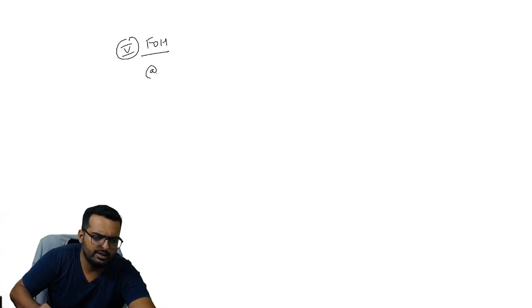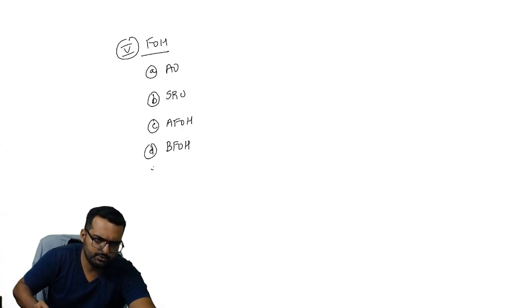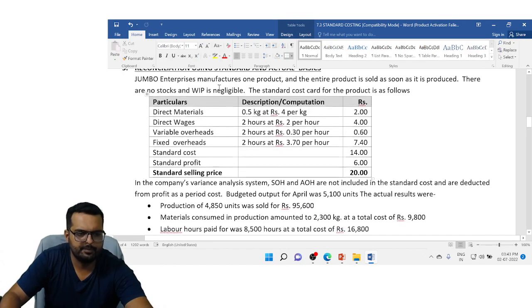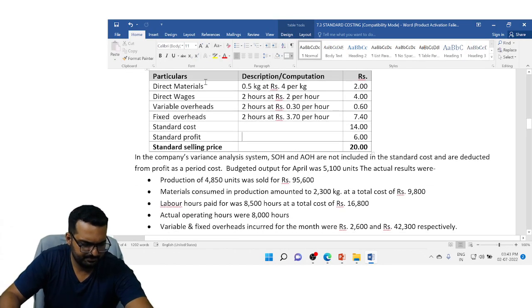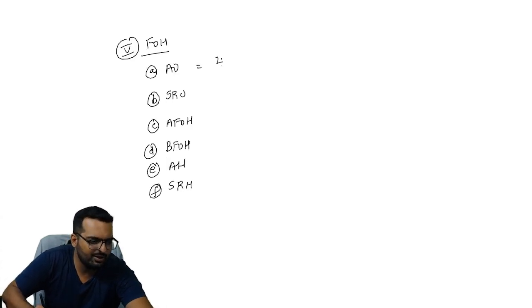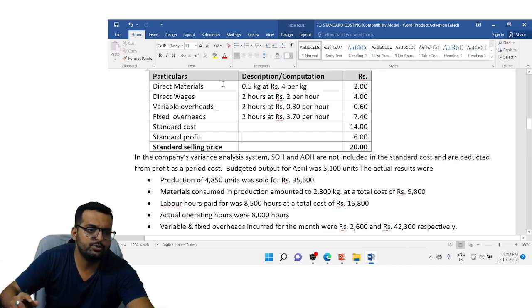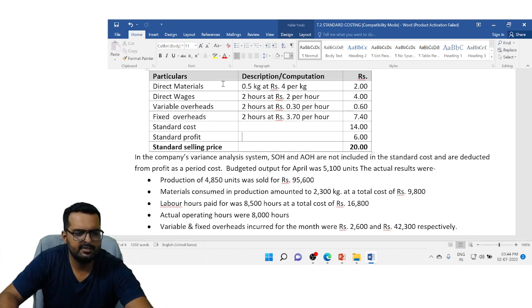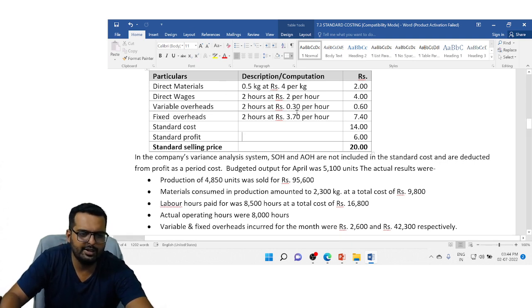Fixed overhead. What is the table format for that? AO, SRU, AFOH, BFOH, AH, SRH. Okay, AO. Tell me, what is AO? No, it is 4,850. SRU, standard rate per unit. Standard rate per unit. 0.3, that is for variable overhead, my dear friend.